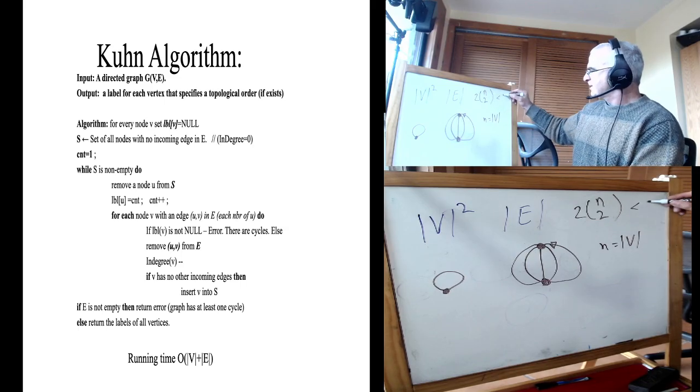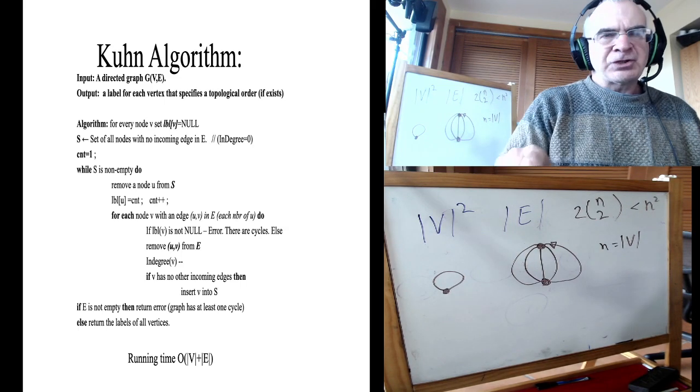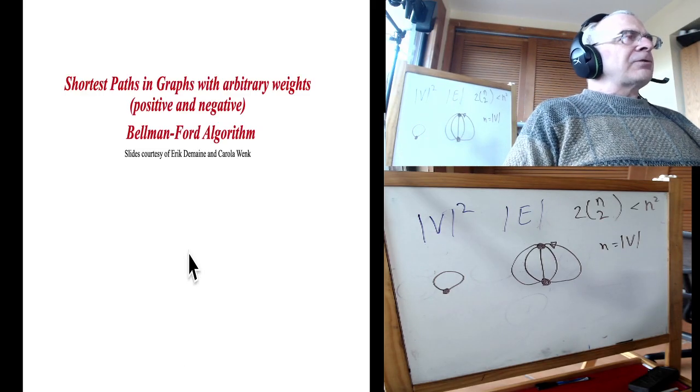So it is still smaller than n squared. So usually we'll just say V squared. And yeah, that's the correct time.